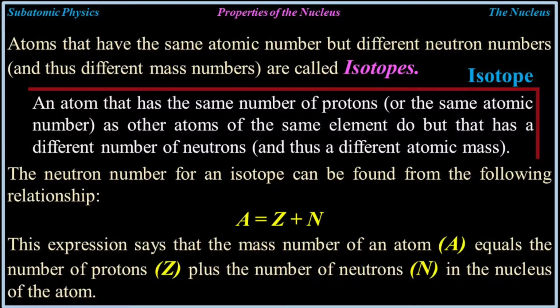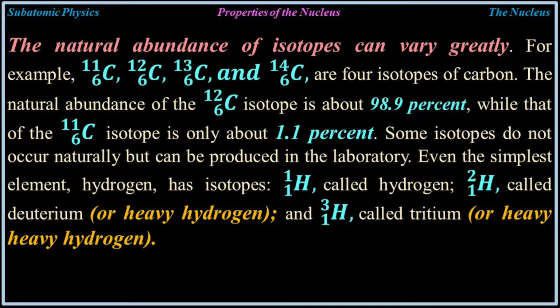The neutron number for an isotope can be found from the following relationship. A equals Z plus N. This expression says that the mass number of the atom A equals the number of protons Z plus the number of neutrons N in the nucleus of the atom. Study these little equations. They can be helpful in determining certain aspects of the atomic structure.